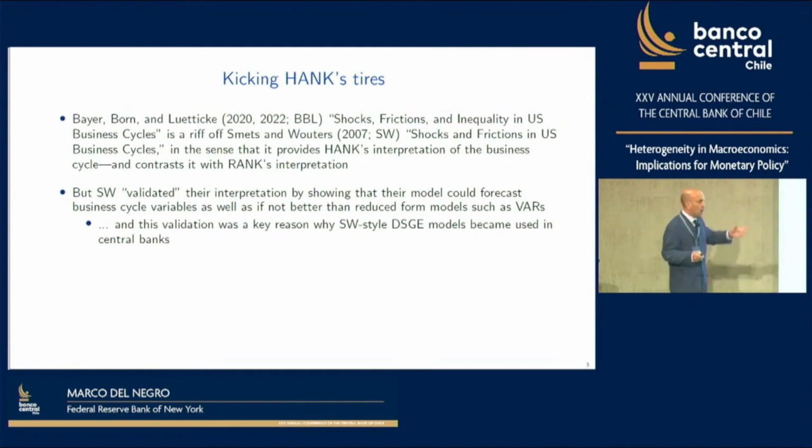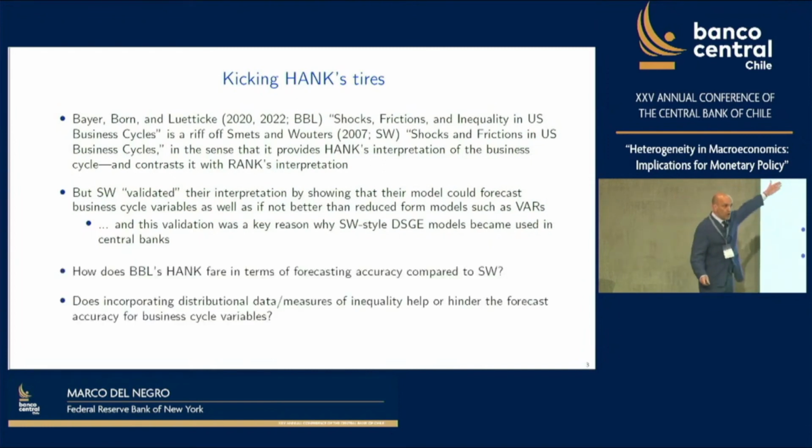But of course, arguably, Smets and Wouters were able to write that paper because they had some validation suggesting that their model could describe business cycle data decently. One way they provided such validation is by showing that their model could forecast business cycle variables as well as, if not better than, reduced-form models such as VARs. Arguably, this evidence was one key reason why, in the 2000s, a bunch of central banks started using Smets and Wouters style DSGE models. Because before, DSGE models were viewed as just an academic divertissement.